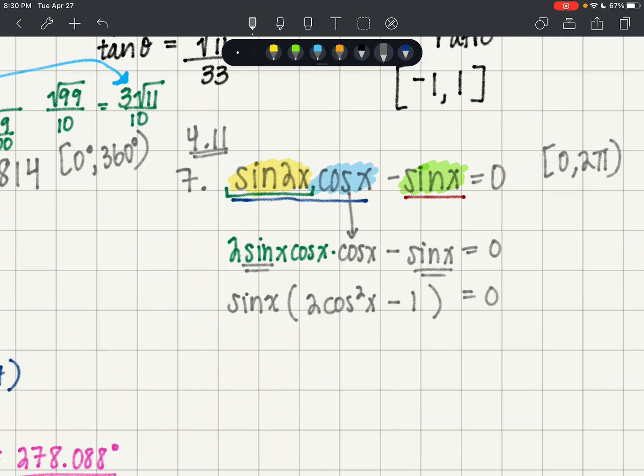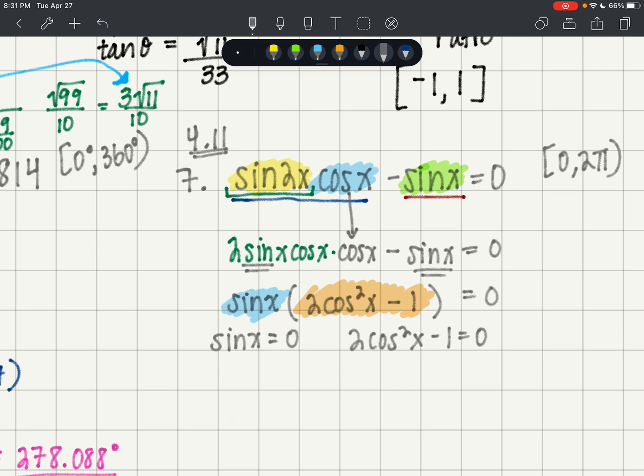Now I'm going to use the zero product property because my product on the left-hand side is equal to 0. I can take the sine of x and I can take 2 cosine squared of x minus 1, set them both equal to 0, and solve. So sine of x equals 0, and then 2 cosine squared of x minus 1 equals 0.